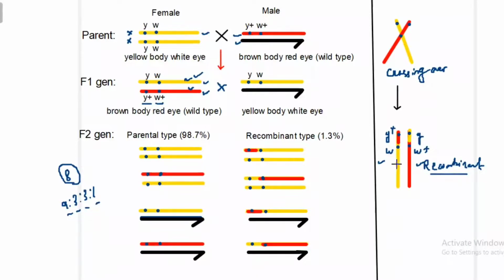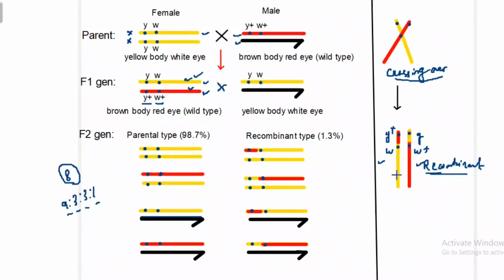Okay, so this type of combination is called recombination because these are not the parental combination. Okay, these YW and Y plus W plus are the parental combination, but here Y is with W plus and W is with Y plus. There is exchange of part of the chromatid, which is because of crossing over during meiosis 1.